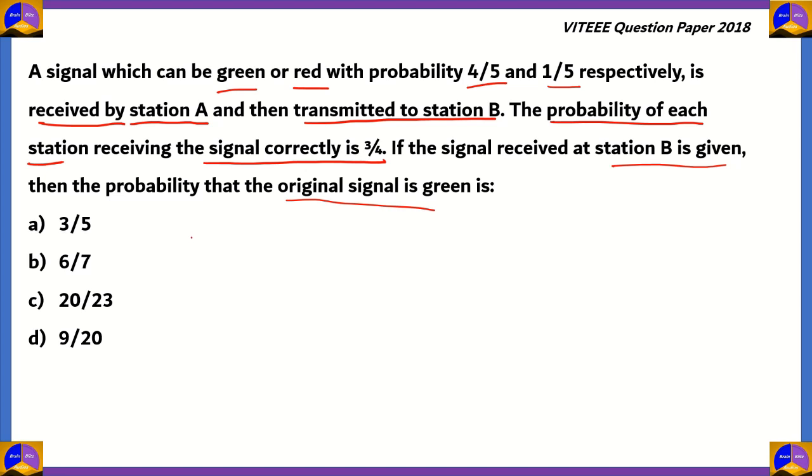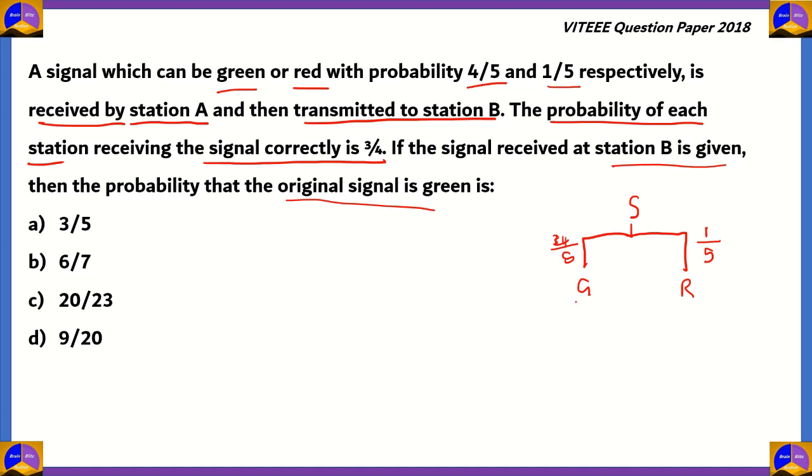So, how do we solve this question? Well, it's a good idea for this particular question to visualize the scenario. So, the scenario is we have a source, let's say S, and from there you send out either a green signal or a red signal. If it's a green signal, the probability is 4 by 5. And if you send a red signal, its probability is 1 by 5. So now you have G for green and R for red.